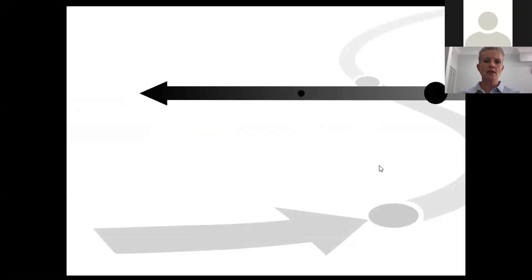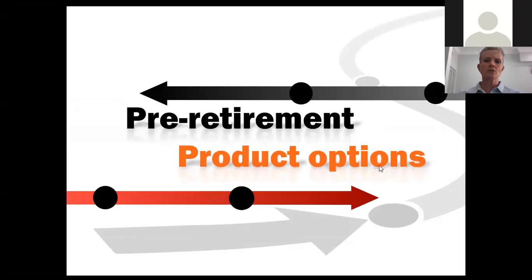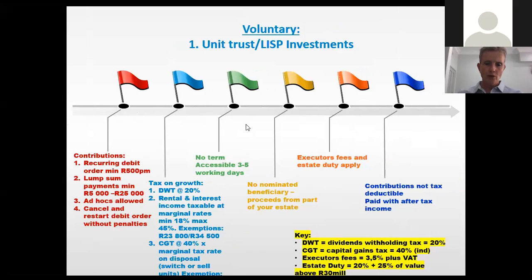And now what I'd like to do is just go into each of the products in a bit more detail, just to give you some specifics. So the first one I'm going to go through is in the voluntary space, and it's a unit trust or a LISP investment. I'm just going to run through it quite quickly because it'll be similar on each slide. So once you get used to the format, you'll be able to go through it quite quickly. So the first flag was basically your contributions.